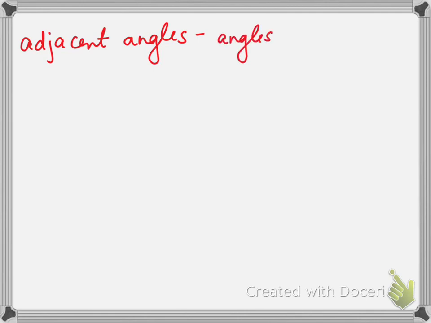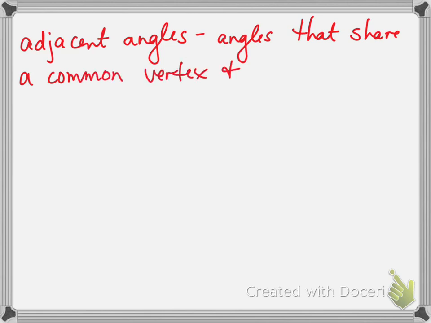Okay. There is a type of angle called adjacent angles. And adjacent just means that they're side by side, but a little more technically, they are angles that share a common vertex and side.